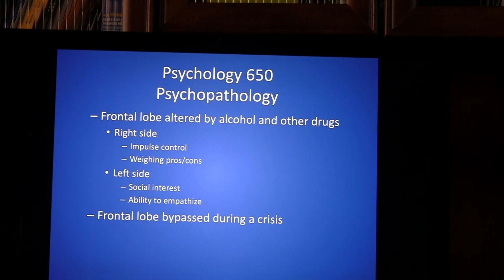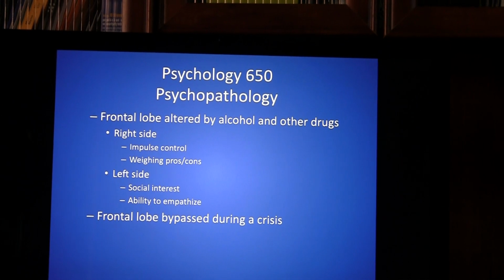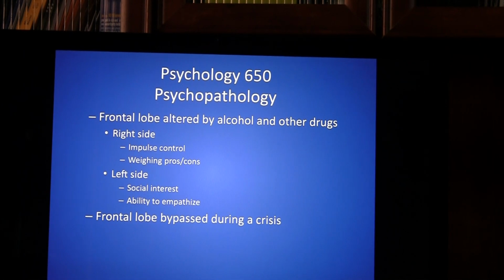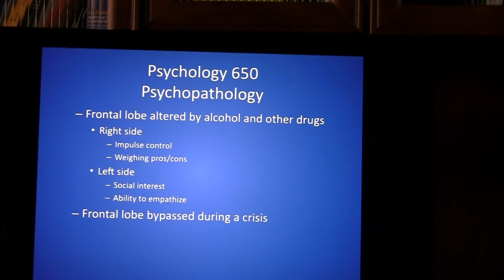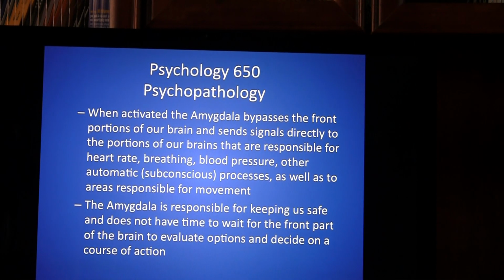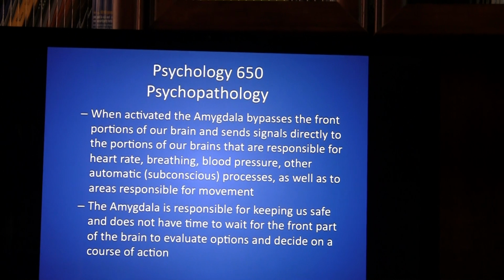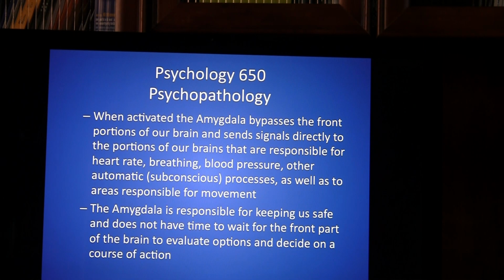So the frontal lobe is very important to our ability to process cognitive, intellectual processes like deciding what we're going to do. But in a crisis, the amygdala bypasses the frontal lobe altogether, and I'll explain why. When activated, the amygdala bypasses the front portions of our brain and sends signals directly to the portions of our brains, such as the regulation of heart rate, breathing, blood pressure, or other subconscious processes, as well as to the areas of the brain that are responsible for movement.